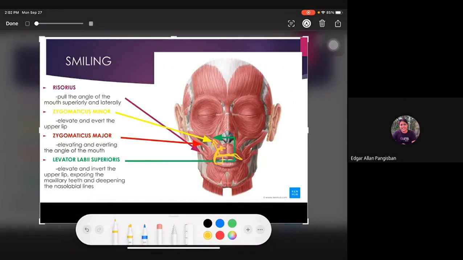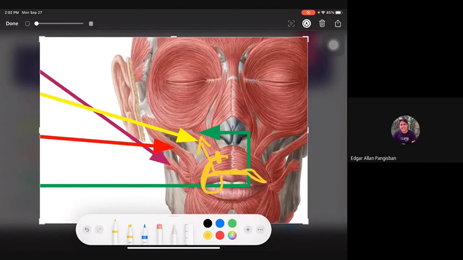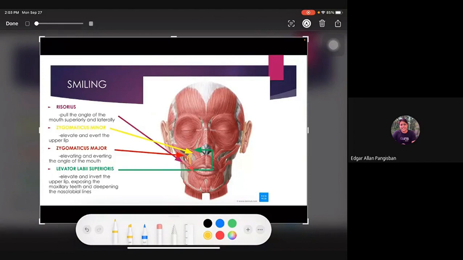Ang zygomaticus major, okay, the red one, since it is attached, or inserted in the corner of the mouth, the action of your zygomaticus major is to elevate, it would also elevate or pull the corner of the mouth upward. And it would also evert. Okay, yun yung tinatawag natin eversion or evert. Everting, the inner surfaces would be pulled palabas. Inner surface would be pulled outward. Okay, so dalawa yung action ng ating zygomaticus muscles. The minor, elevate and evert the upper lip, while the zygomaticus major, elevate and evert the angle of the mouth.